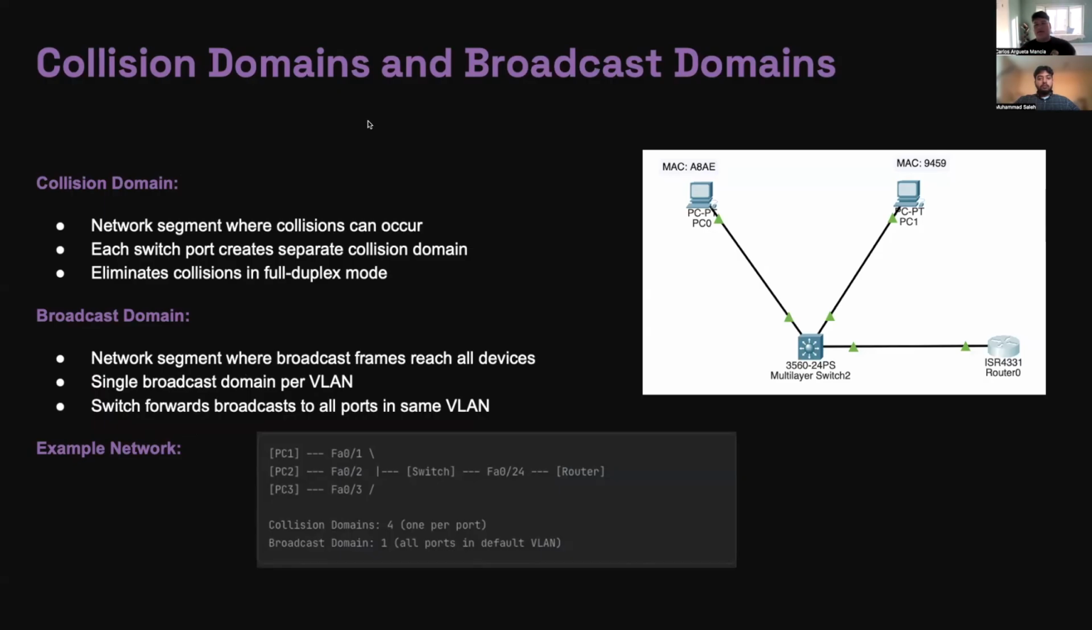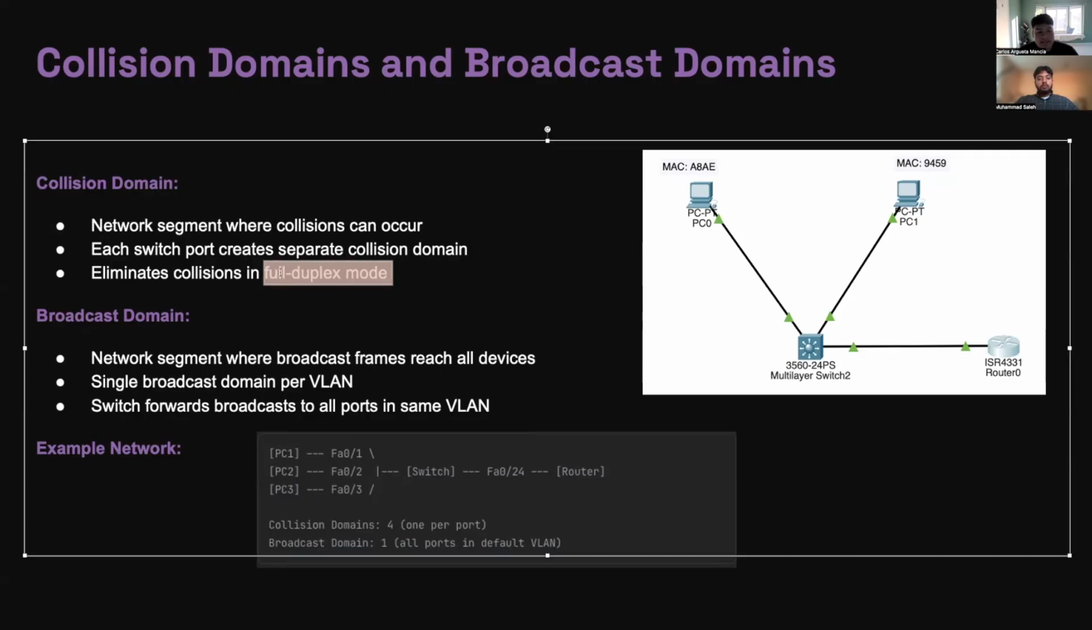If you go back and look at our previous videos, we explain in detail what a VLAN is and what a broadcast domain is. But a collision domain, as I was talking about with duplexes, a one-lane highway versus a two-lane highway, is a network segment where collisions can occur. Each switch port creates a separate collision domain. It eliminates collisions in full duplex mode.